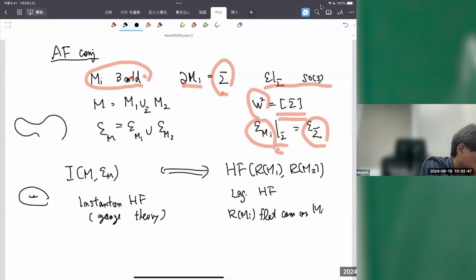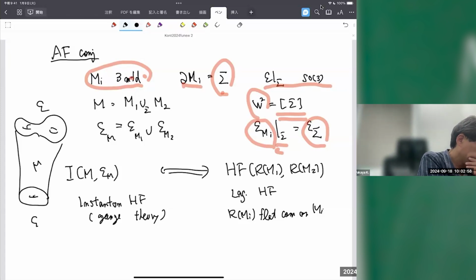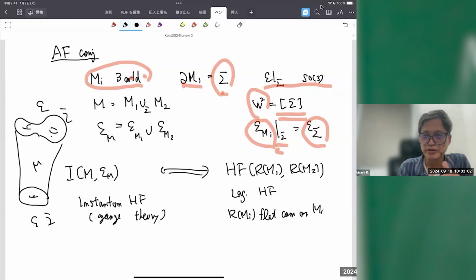Second Stiefel-Whitney class, yes. We have this kind of situation. And this is E, and this is E, and this is M. This is sigma, sigma. So w2 is zero on M. So that's typically the case.